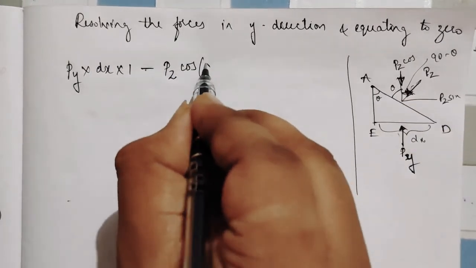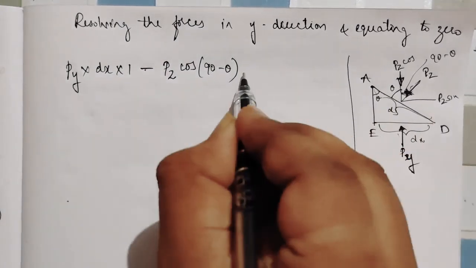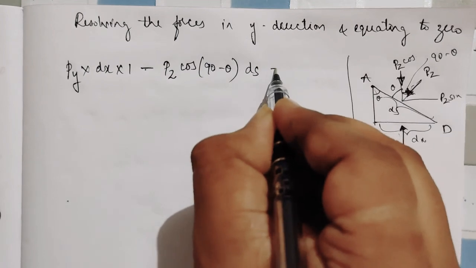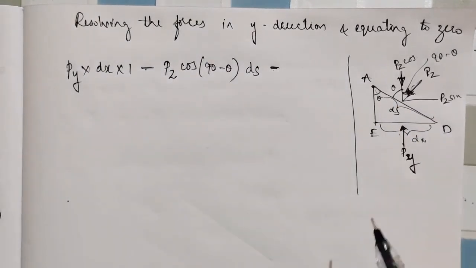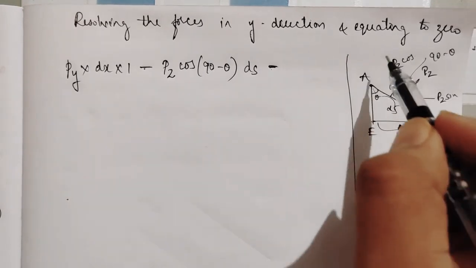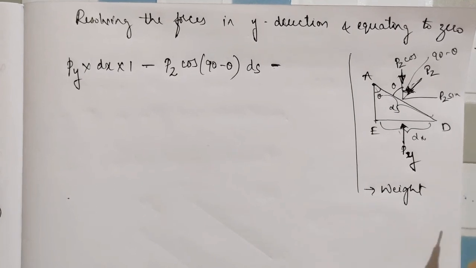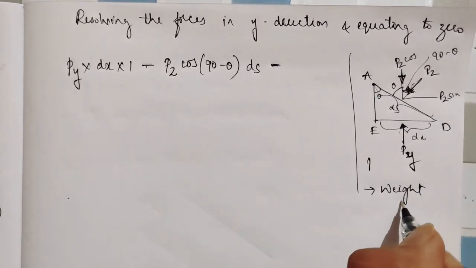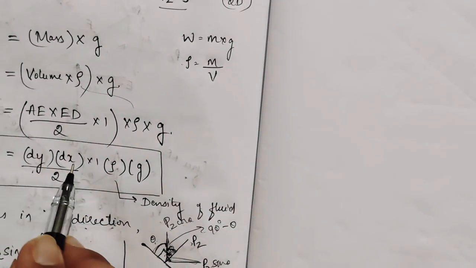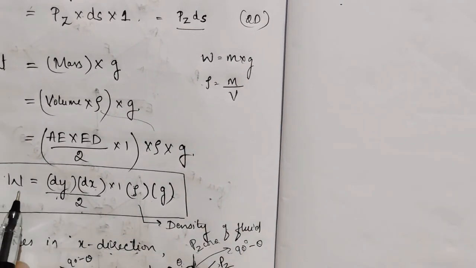90 minus theta into ds is equal to ds. So what is the other force acting here? It is its own weight. In the x direction there is no weight component, but in the vertical direction the weight acts. For the weight we already calculated: dy into dx by 2 rho into g. This is the weight term.